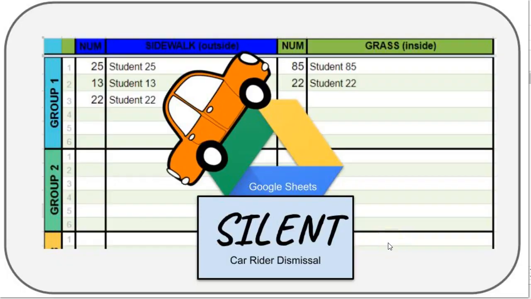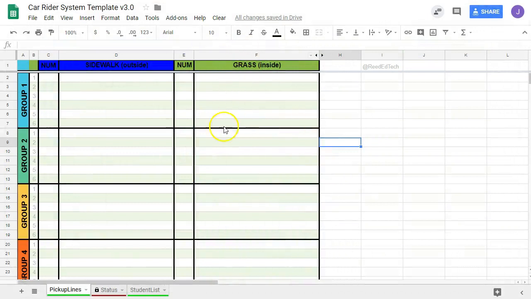Welcome to this video. I'd like to show you how you can use this Google Sheets document to make your car rider dismissal go a little more smoothly. So you don't have to announce things on the intercom. You don't have to have a teacher that's running back and forth outside and inside with a clipboard or a microphone or whatever the system is.